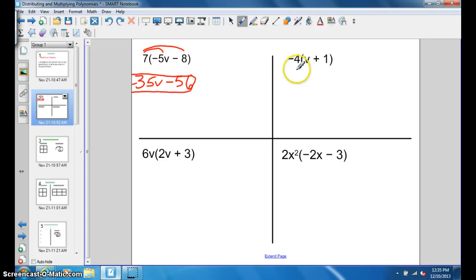So for this one here, once again, we just need to take this negative 4 to each thing. So negative 4 times v is negative 4v. And negative 4 times 1 is negative 4.